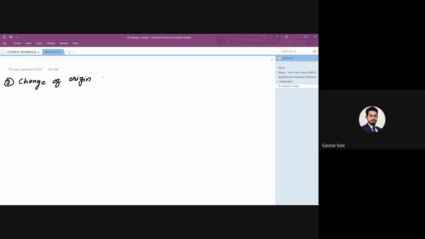Change of origin and scale. So first of all, let me just introduce you to the change of origin. To put that in a simple manner, I have the x-axis and y-axis. This is a complete plane, right? And in this plane, every point will look like xi comma yi.